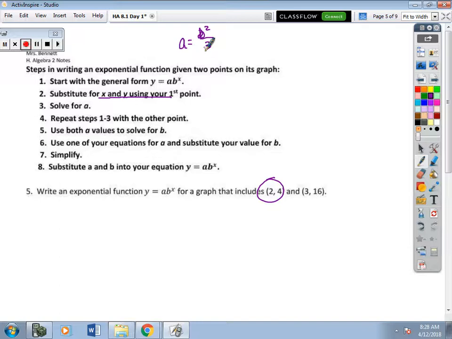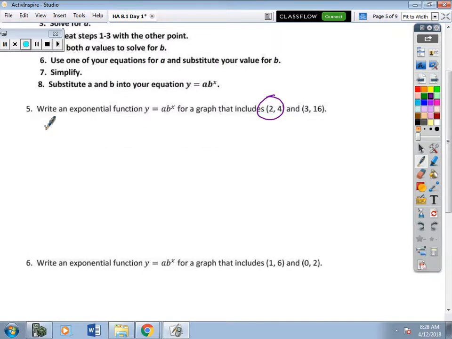And then you'll plug that in for a in the equation, and you'll use your second point until you can find out what a or b are. Okay? So it's kind of like solving a system of equations by substitution. All right, so we'll start with our general form. We'll plug in our first point, remembering that this is x and this is y. So 4 goes in for y. 2 goes in for x. So 4 equals a times b to the second. Now we solve this for a.